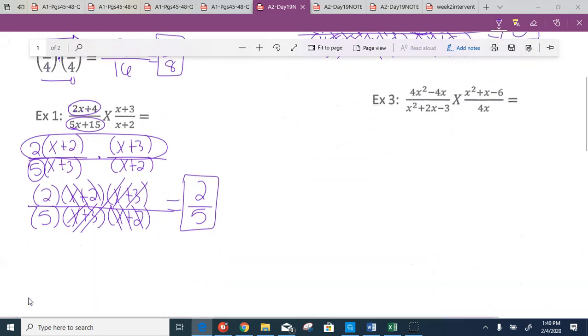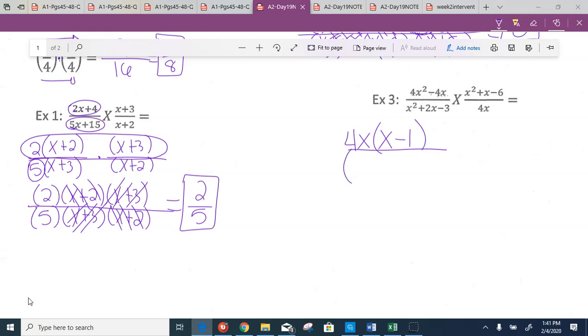Moving on. Number 3 now. We'll begin the process again. I'll start with my left side fraction, 4x squared minus 4x. Not only can I factor out a 4 from both of them, I can actually factor out an x. So if I factor out a 4x from 4x squared, I'm left with just a single x. If I factor out a 4x from 4x, I'm left with a minus 1, because negative 4x divided by positive 4x is negative 1.